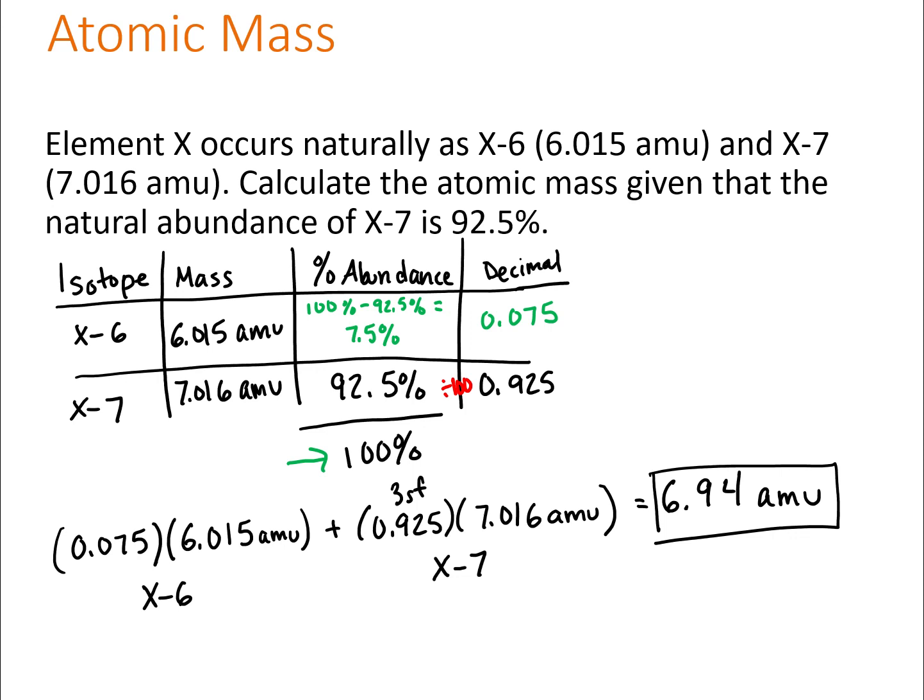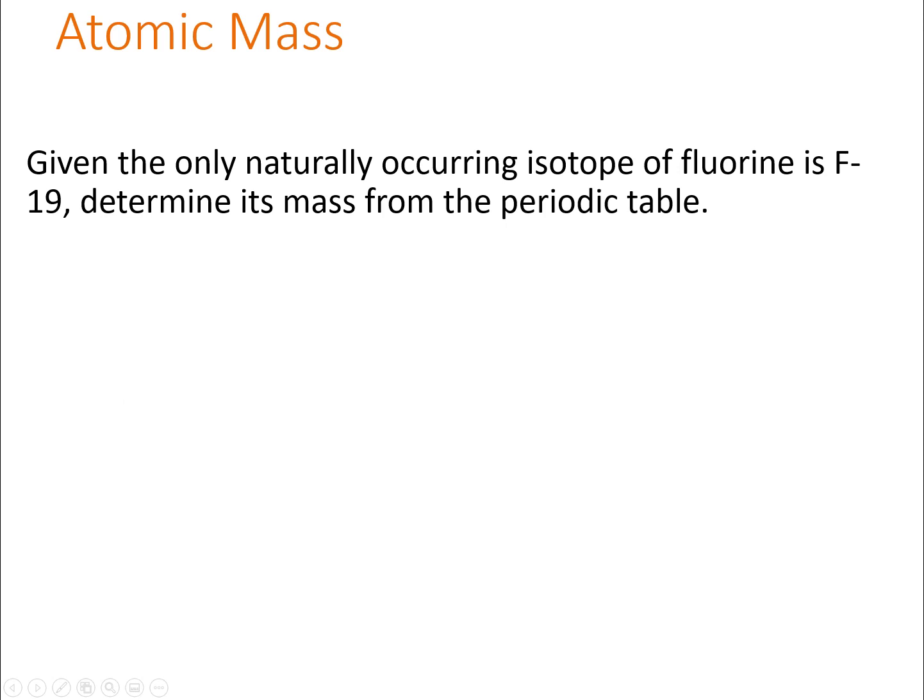All right. We've got one more. This is a conceptual question. I give this type of a question every year. And every year, even though I tell you exactly how to do it, still have people do it wrong. I want everybody to get it this time. Given the only naturally occurring isotope of fluorine is F19, determine its mass from the periodic table.